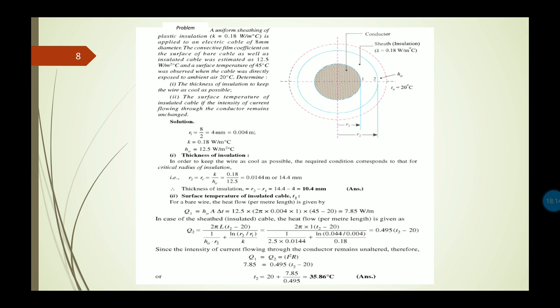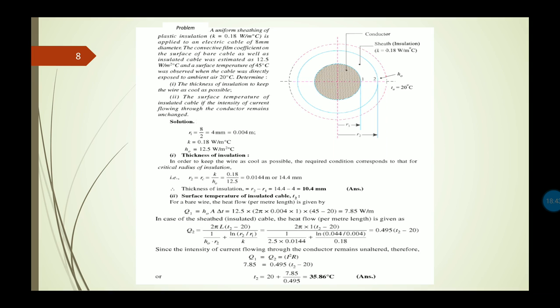As the values of K and H are given in the question, we need to only put these values here, and we get the value of RC, which is equal to 14.4 millimeter. That is the critical radius. So the thickness of insulation will be R2 minus RC, or R2 minus R1. That will be the thickness of the insulation provided here to keep the wire as cool as possible.